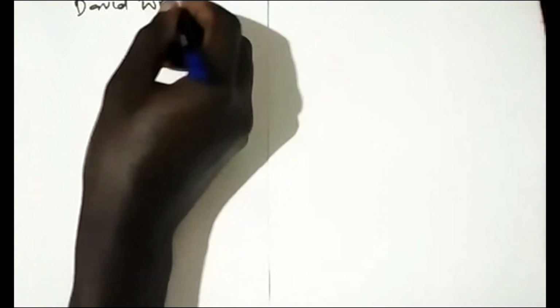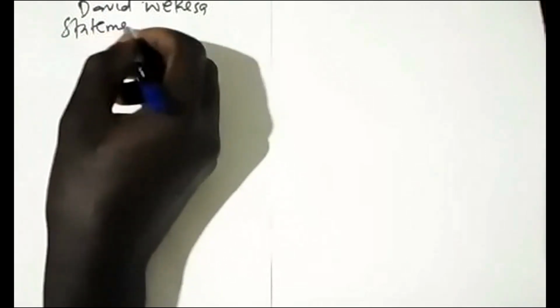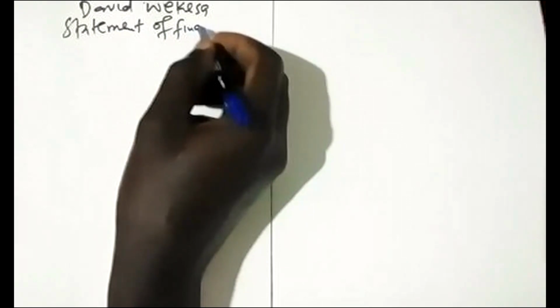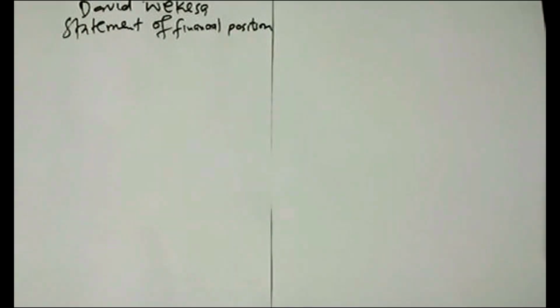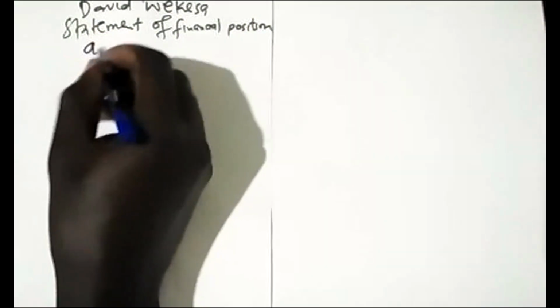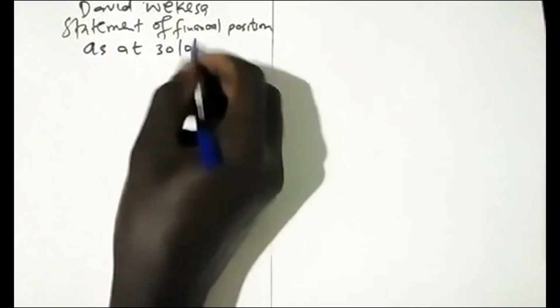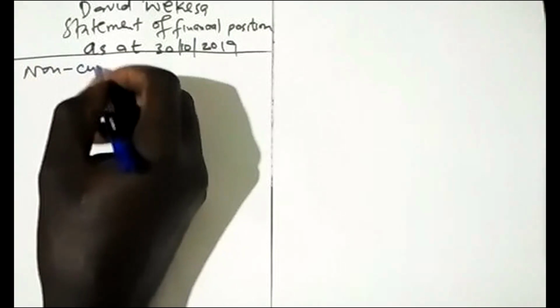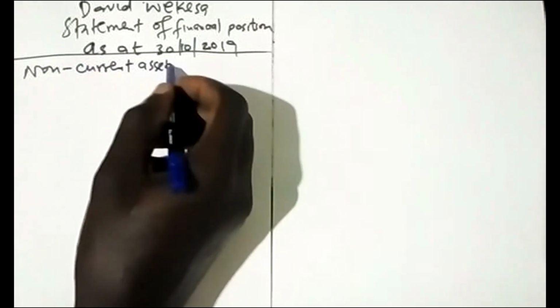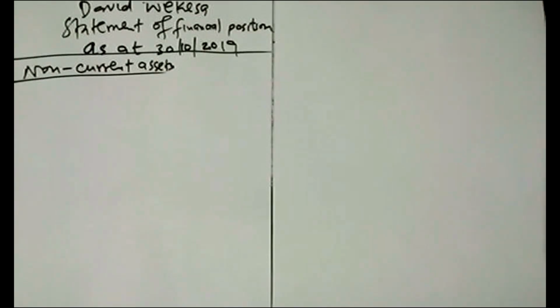So let us finish with the statement of financial position. So we have the statement of financial position as at 30th October 2019. This is when our financial year was ending. So we start from non-current assets. The non-current assets, you take directly from the trial balance.